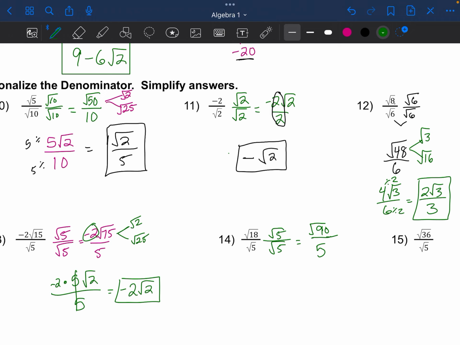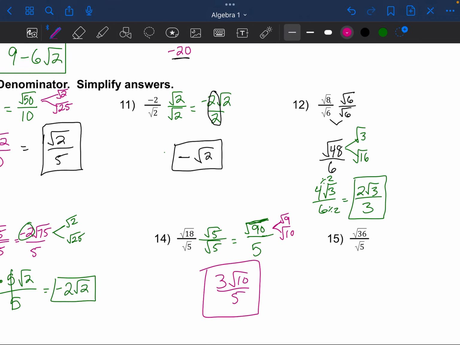Biggest thing when you're rationalizing the denominator, it doesn't get the square roots away completely out of the entire thing, just out of the denominator. So square root of 90, I'm going to simplify. I'm breaking up into 9 and 10. Square root of 9 is 3. Square root of 10 left over. 5 on the bottom. And with that 3 and that 5, they don't have a common factor, so that's just our final answer.